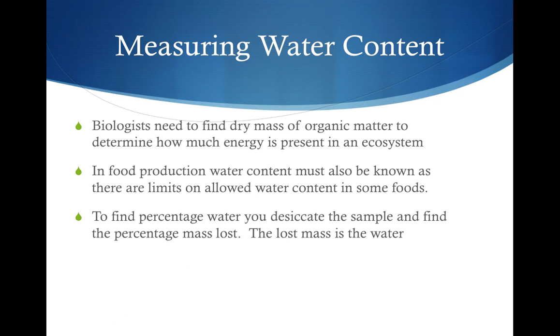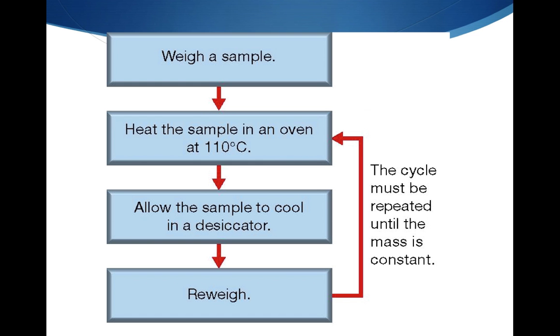Another thing we can do in analysis by mass, one thing we can do is find the water content. So biologists use this a lot to find the dry mass of organic matter. So we find out how much water there is, the rest of it's the dry mass. We also use it in food production because in some things, some food producers can be a bit cheeky. They try and do things like inject chicken breasts with water so that the weight goes up and you think you're getting more food. There are limits to how much they're allowed to do that. Okay? So to do this, really simple.